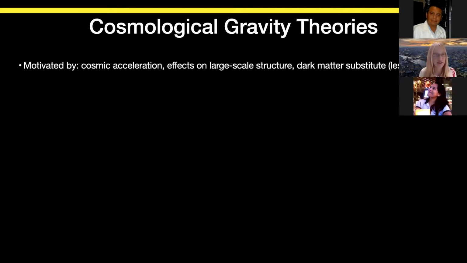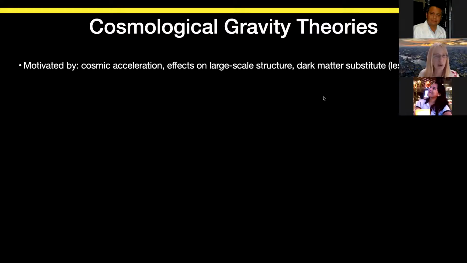Because Jackson gave a really nice intro to why we modify gravity, luckily I don't have to do that. So here is my one-line summary: cosmological extensions of GR are motivated partially by cosmic acceleration, sometimes by trying to explain away cosmological parameter tensions that are coming from various large-scale structure measurements, and sometimes, less commonly though, as a dark matter substitute. So perhaps trying to get rid of that part of the dark sector and replace it with an extension of GR.